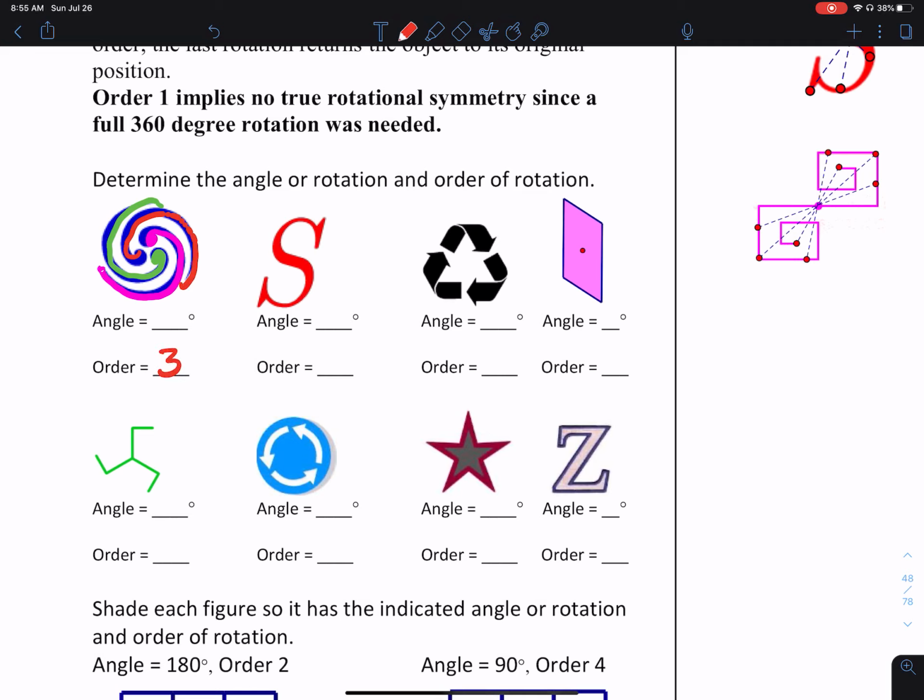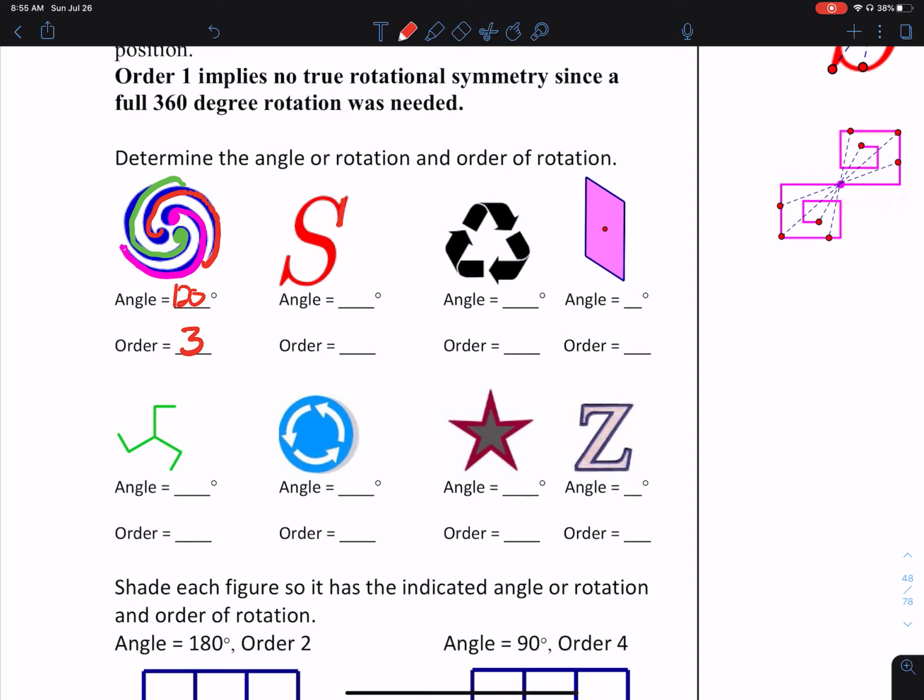What's the angle of rotation? Well, there's 360 degrees in a complete rotation. I just did that 3 times, not a complete rotation, but I went and stopped 3 times. So if I take 360 divided by 3, I'm going to get 120 degrees.